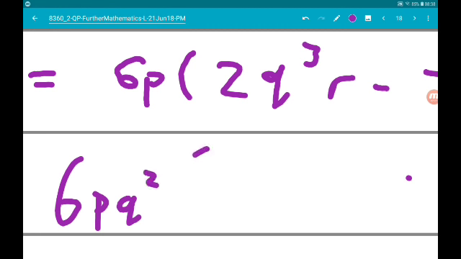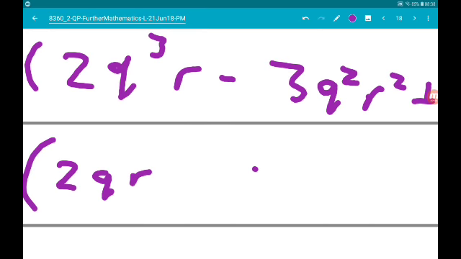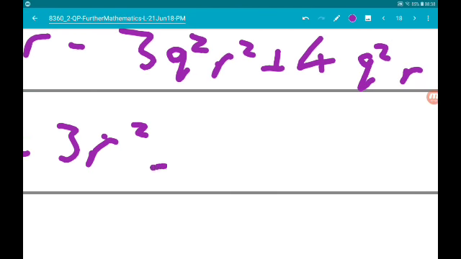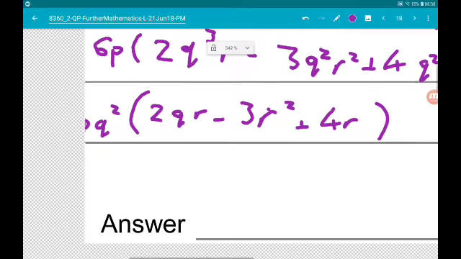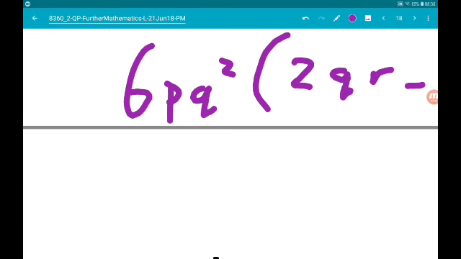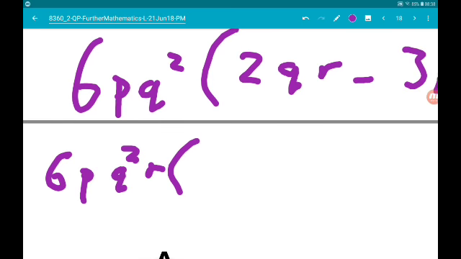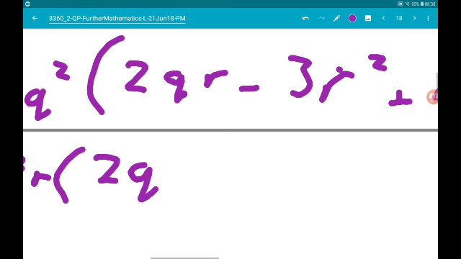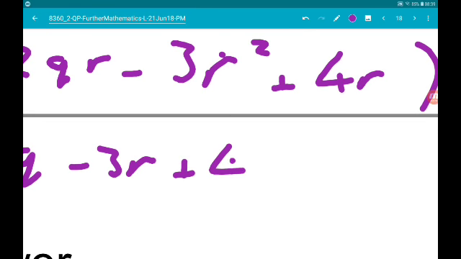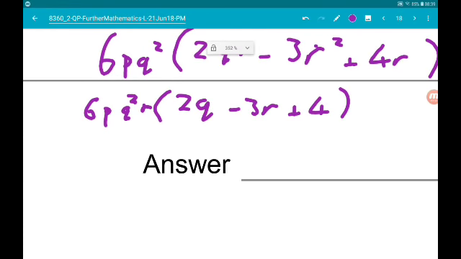So now we got 6pq squared times 2qr minus 3r squared add 4r. Okay, then finally do the r's. So we got an r squared, and an r. So the highest common factor of r is r. So we got 6p q squared r times 2q minus 3r add 4. Cool. So that's our answer. Nothing else we can do there.